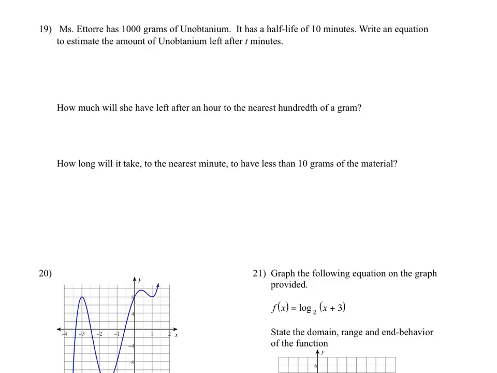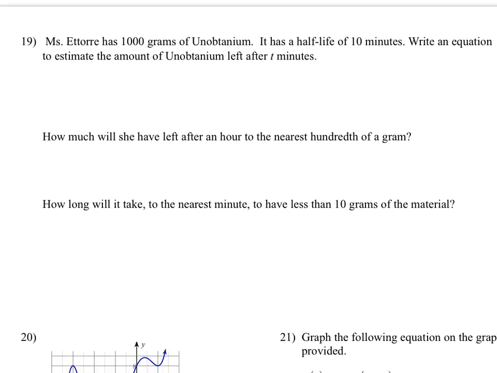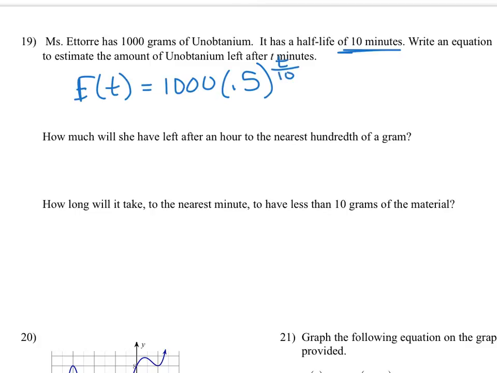So here we have a half-life problem. If you haven't fixed it, this half-life should be 10 minutes, not 5. 5, it's going to take too long. It goes into scientific notation land. So write an equation to estimate the amount of unobtainium left after t minutes. So Mrs. Ittori, over time, we have 1,000 grams that we start with. Remember, the half-life formula is 0.5, and at the top is how many minutes, and the bottom is the actual half-life. So there's my formula. That's all you need.